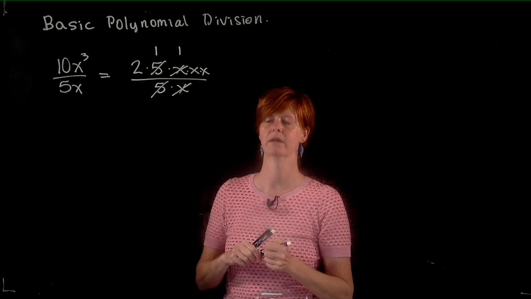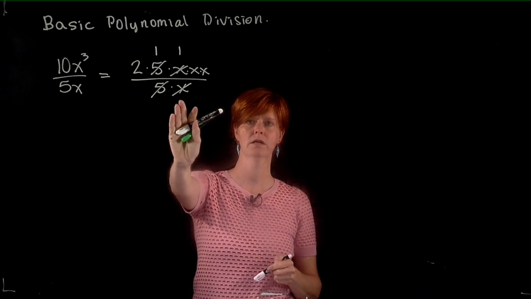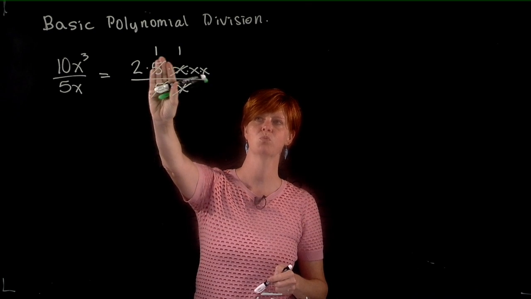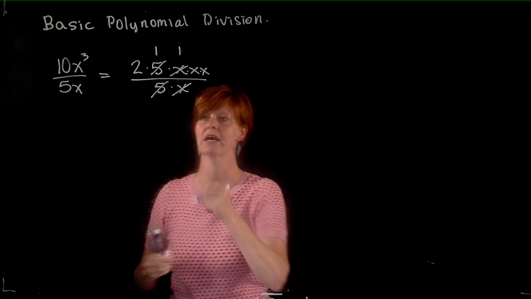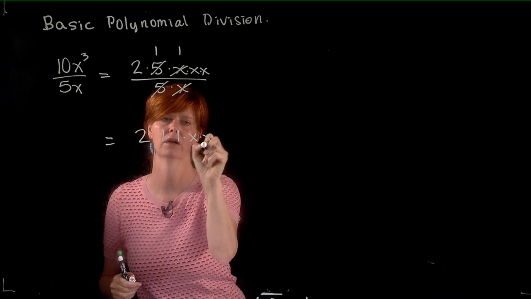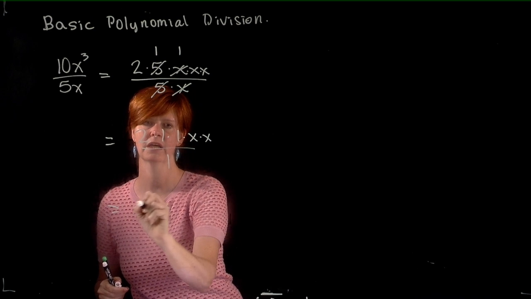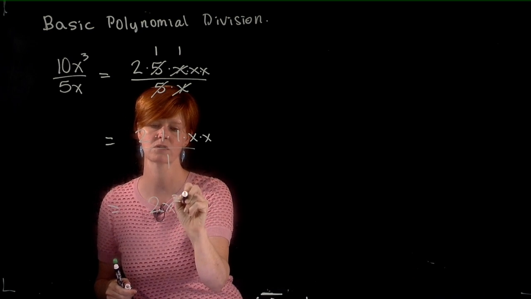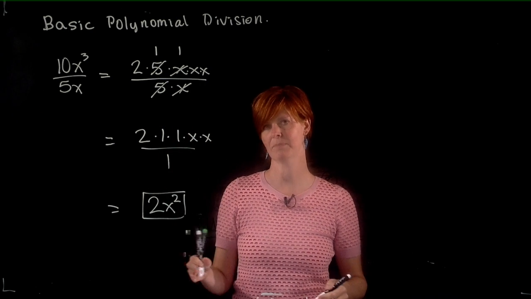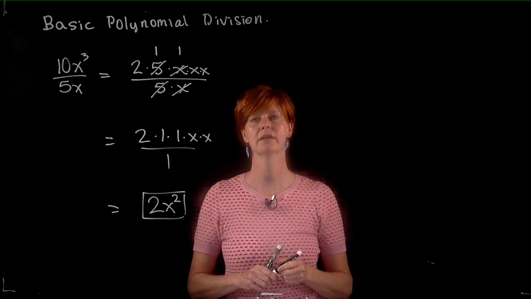this is 5 divided by 5 is the number 1, and x divided by x is the number 1. The denominator is 1, and the numerator is 2 times 1 times 1 times x times x. I'll write more than necessary to be clear, but really that's just 2x squared. Now, that's really basic polynomial division. Let's make it a little bit harder.